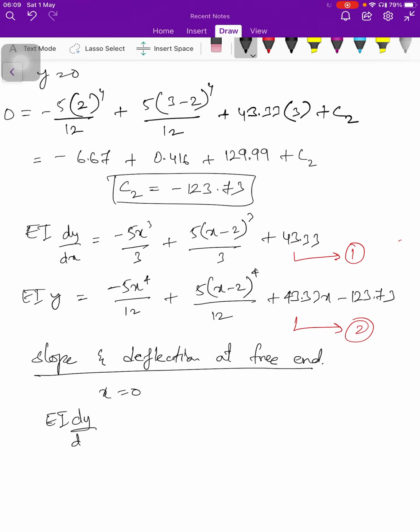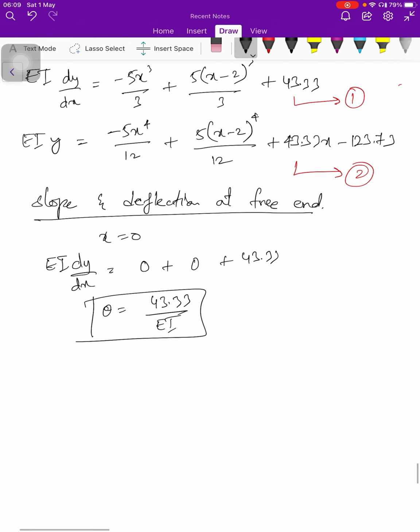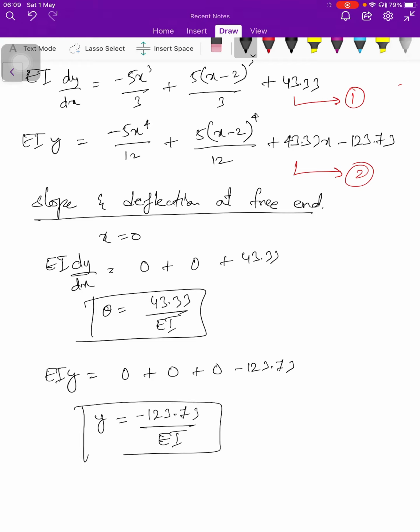EI dy by dx is equal to first term will be 0 plus 0 minus 2, it is negative again. So whenever it is negative, it is to be neglected. 0 plus 43.33, or theta is equal to 43.33 by EI. This is the slope. Again, going to the deflection, EIY is equal to 0 plus 0 plus 0 minus 123.73, or maximum deflection will be minus 123.73 by EI. So this is the maximum slope and deflection at the free end.